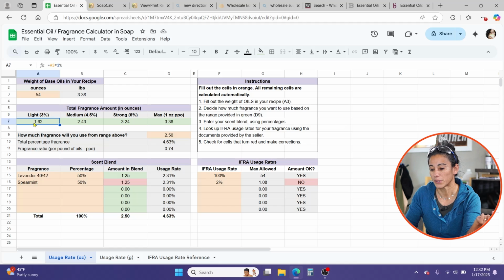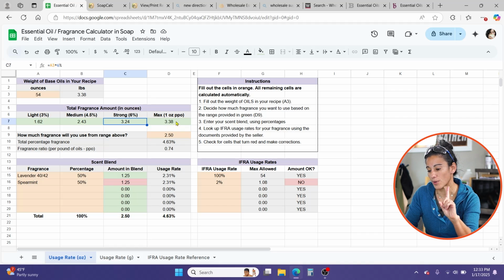And so please take that into account when you're looking at the spreadsheet, because this is what I use for my business in the US here. But if you're in another country, there might be different rules. So definitely make sure that you are following the regulations in your own country. So a light usage rate would be 1.62 ounces, medium would be 2.43, and strong is 6%, which is 3.24.